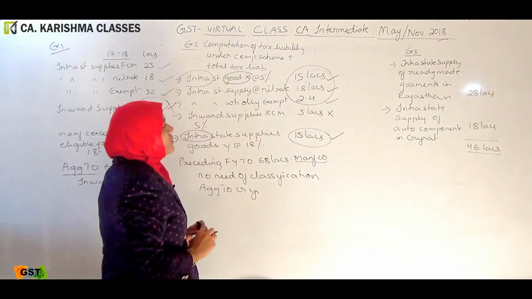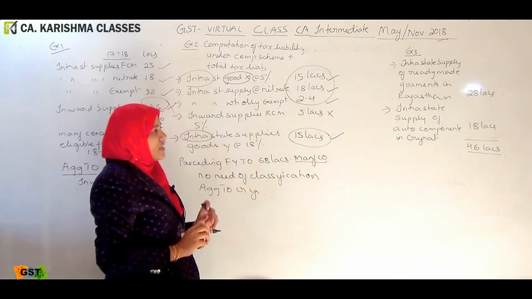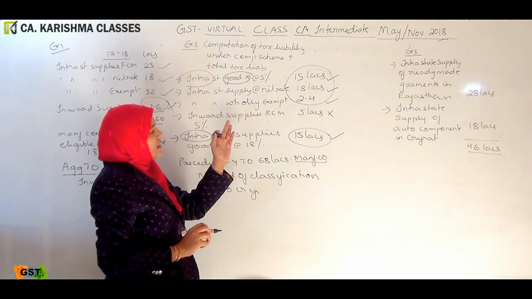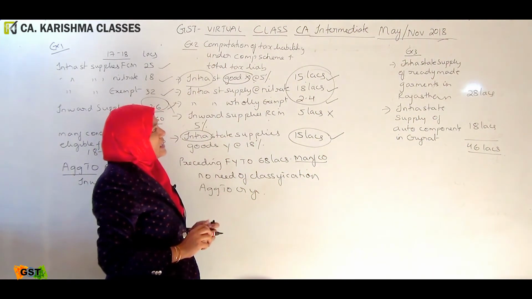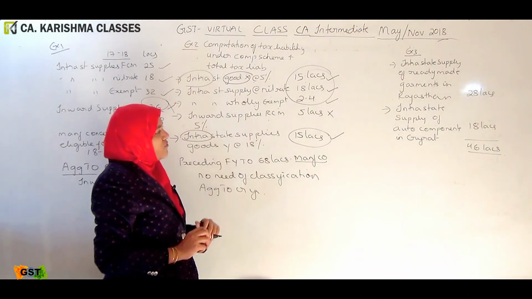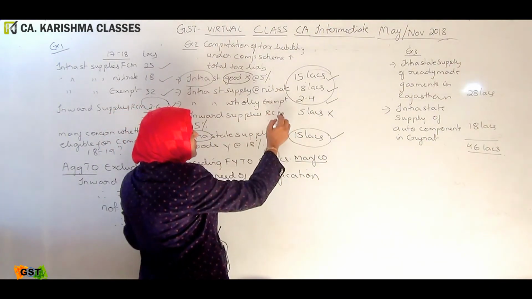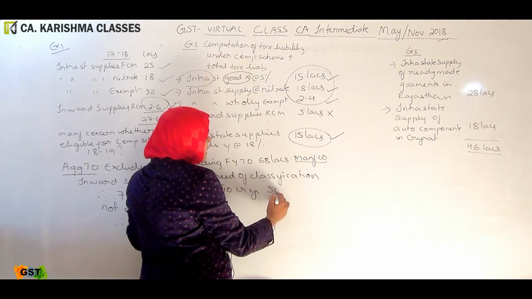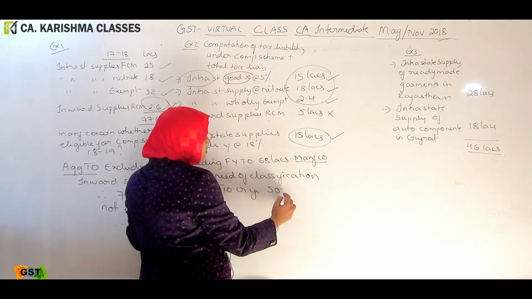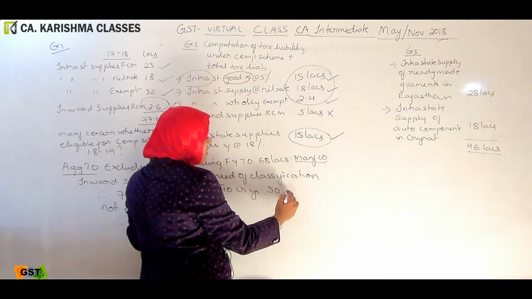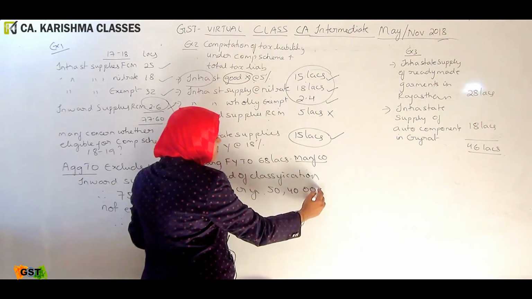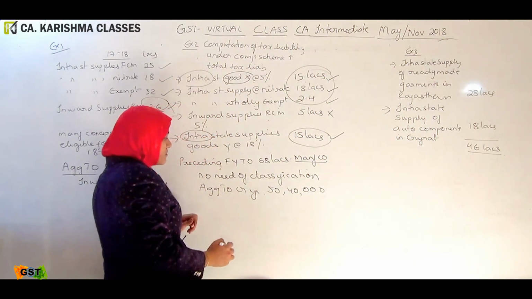So aggregate turnover is coming to 15 plus 15, 30 lakhs, 30 plus 18, 48 lakhs, and plus 2.4, that is coming to 50 lakhs 40,000. Okay, 50 lakhs 40,000. This is the size of the current year turnover.